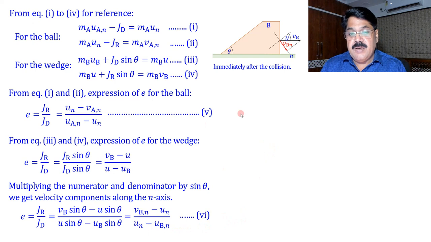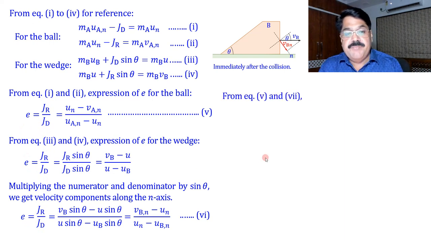Both the coefficients of restitution must be equal, because this JR and this JR are action-reaction pairs. So JR here and JR here are action reactions, so they must be equal. JD here and JD here are action reactions, so they must be equal. So both the E must be equal. So let us equate them.